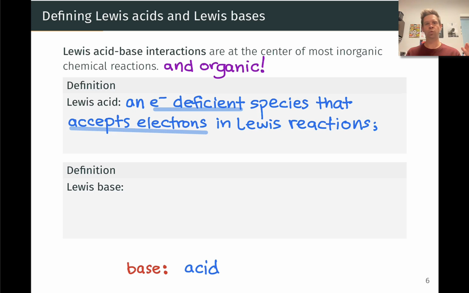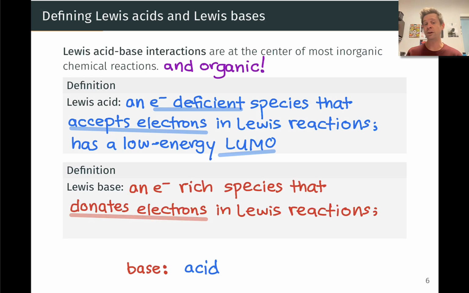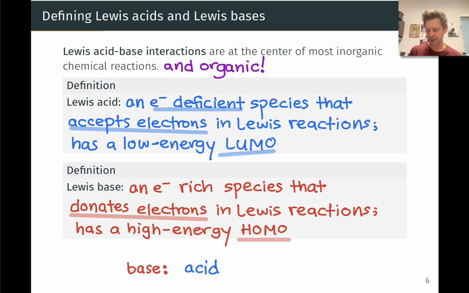This is the molecule or atom where the electrons are going. And where those electrons are going in a molecular orbital sense is an empty or unfilled orbital in the Lewis acid that is low in energy, what we call the LUMO. Where the electrons are coming from, well, that's the Lewis base. And Lewis bases are electron-rich species. They have high electron density, and thus they donate that electron density in Lewis reactions. And the electrons that are donated come from the highest energy filled molecular orbital in that molecule, or what we call the HOMO.